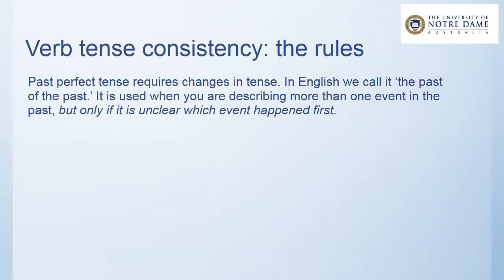Past perfect tense requires changes in tense. In English, we call the past perfect tense the past of the past. It is used when you are describing more than one event in the past, but only if it is unclear which event happened first.